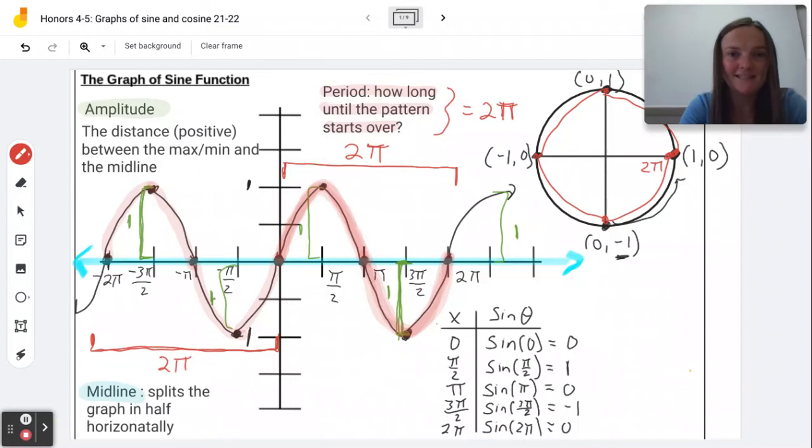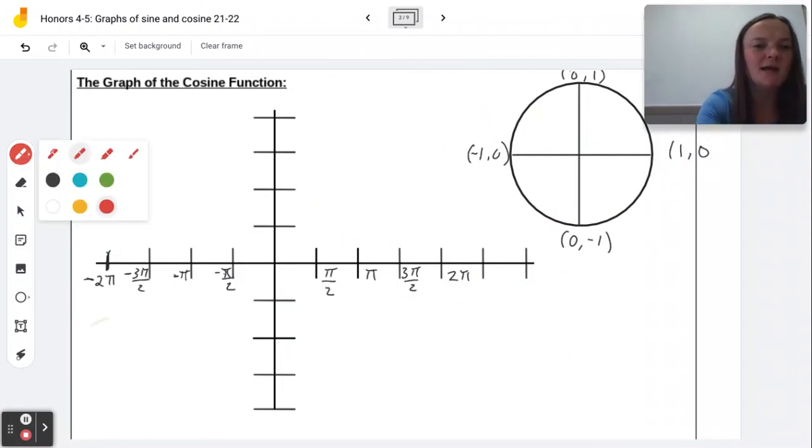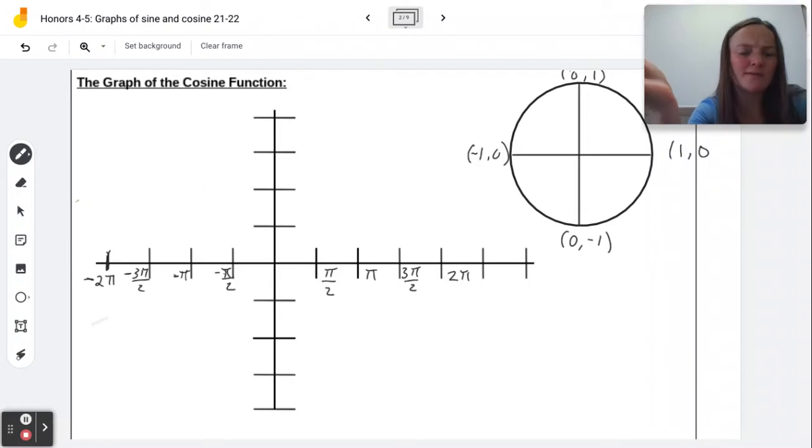We're going to do the exact same process for the cosine function. We're just going to do it a little quicker. So for the cosine function, we're going to move a little bit more quickly here because we understand how the sine function works, and the cosine function will work the same way. First thing we're going to do is think, okay, cosine of 0 degrees or 0 radians gives us 1.